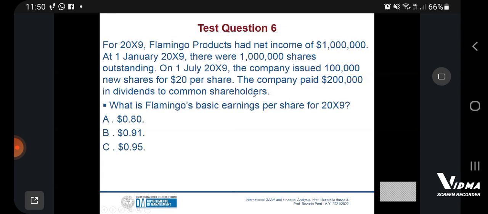And also, we have an issue in the middle of the year, on 1st of July. That means that I have to calculate the weighted average number of shares. We start with 1 million shares. They are outstanding for 6 months. And then for the next 6 months, we have 1,100,000 outstanding. There are two possible ways to calculate the weighted average. Now, let's go where we have shown the calculations as well.